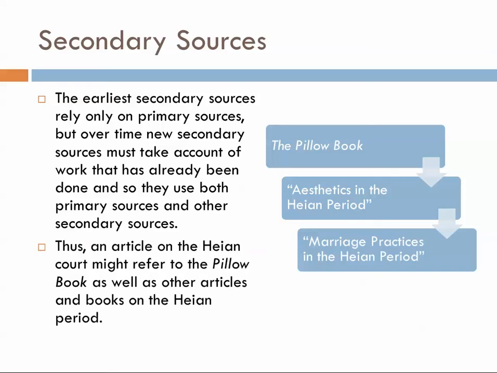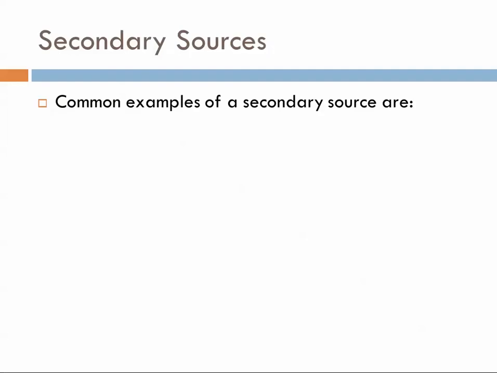Thus, an article on the Heian court, as I was saying, might refer to the Pillow Book as well as other articles and books on the Heian period. Common examples of a secondary source include the following: biographies. So I'm interested in, say, Shonagon, and I write a biography of her, or somebody, say, in the Muromachi period was interested in Shonagon and wrote a biography on her.